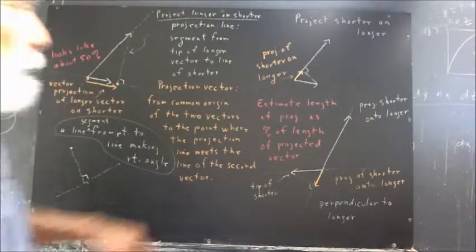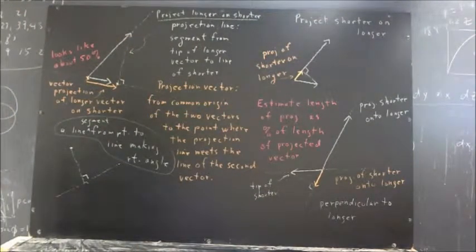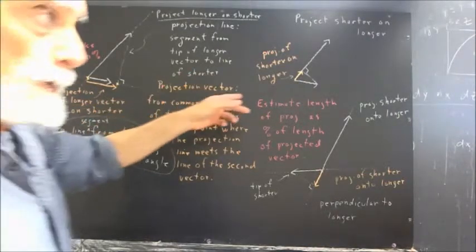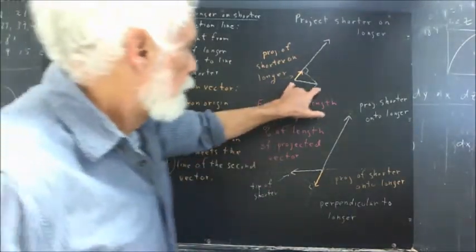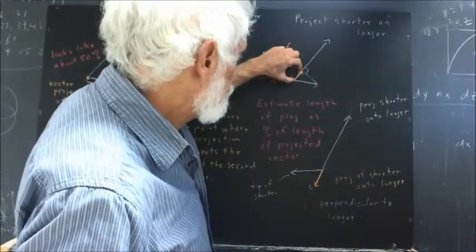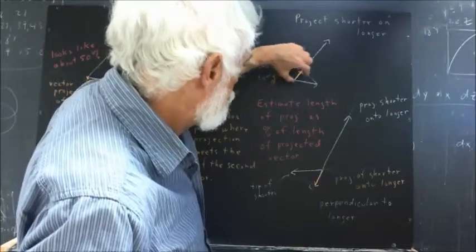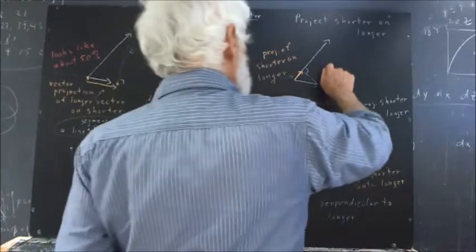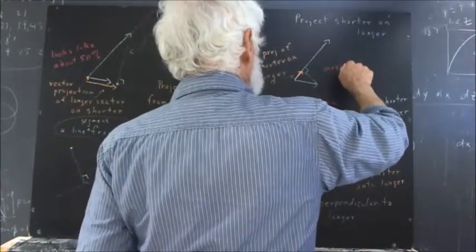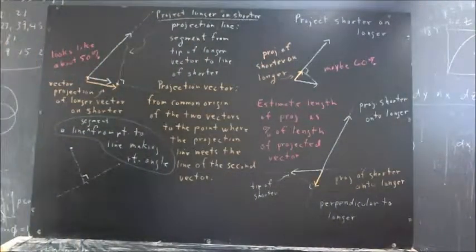Okay. Now, what about here? What's the length of the projection as a length of the projected vector? Okay, well, here's the projected vector, here's the projection. Okay, let's see, if we bring the projection over here, it looks like a little more than half. I'm going to say maybe 60%. You might have a different opinion.